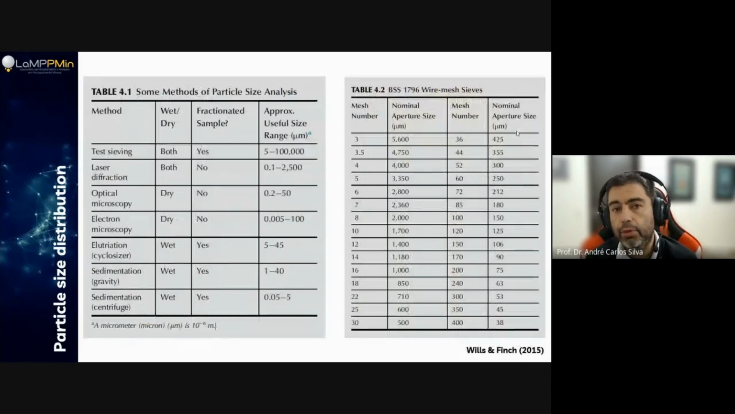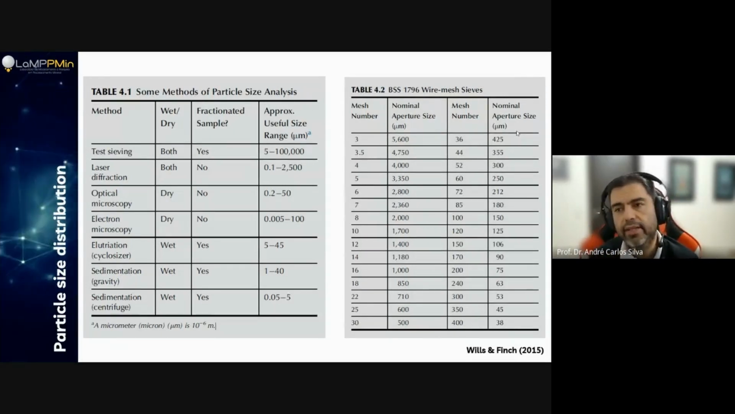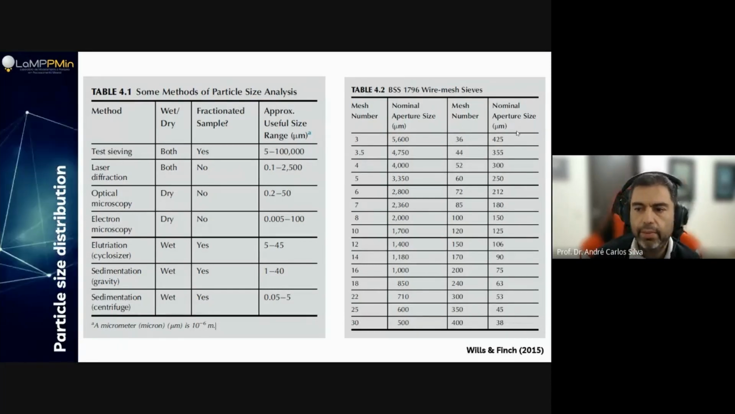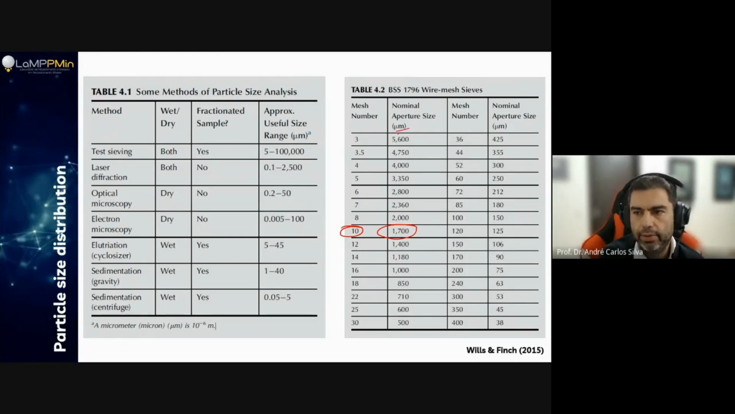Here we have on table 2, let me start with my right hand side, the aperture. So if you have a screen number 3 or 3 mesh, what are you going to have? 5,600 micrometers or 5.6 millimeters. Do you remember the 10 mesh? Here it is, 10 mesh, and you're going to have something like 1.7 thousand micrometers. 8 mesh is actually 2 millimeters.